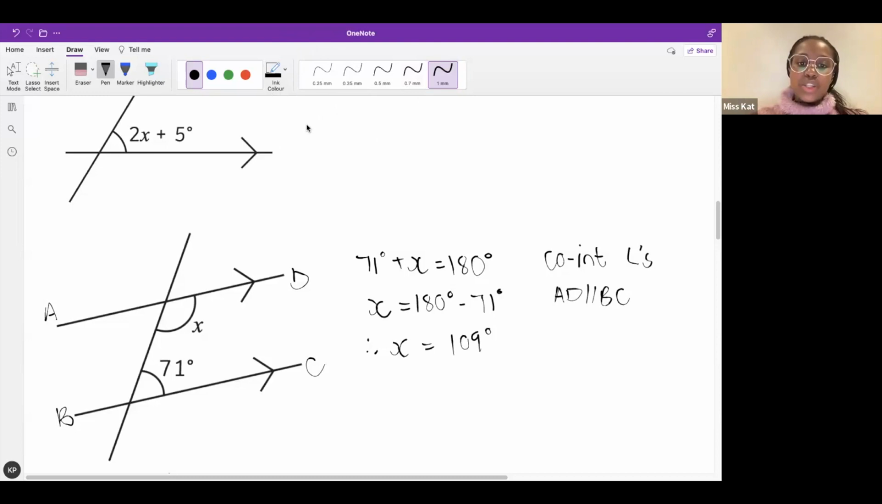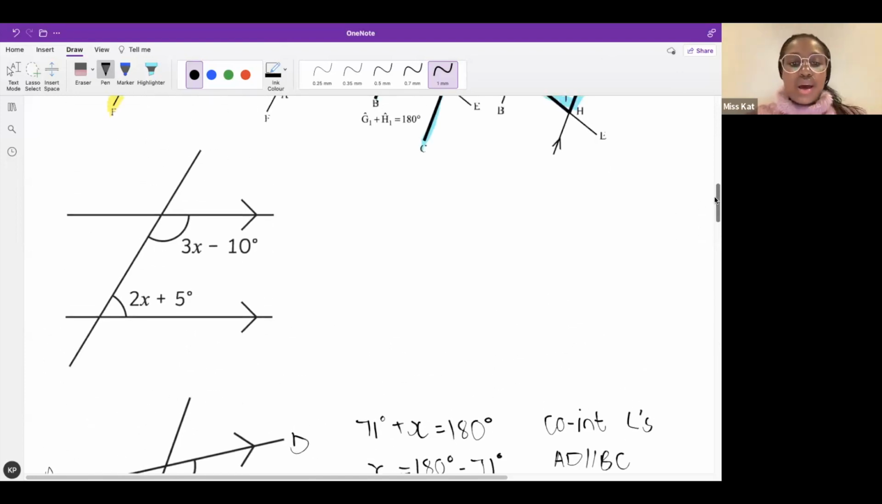But also, we need to read carefully. It's AD and BC. So we need to state which parallel lines you used. Okay, don't forget that in your reason. Otherwise, your marks will be taken away. So every time you use parallel lines to solve problems, you tell us which parallel lines you have used. And now I feel like you guys have gotten the hang of this. So now let's do this one.